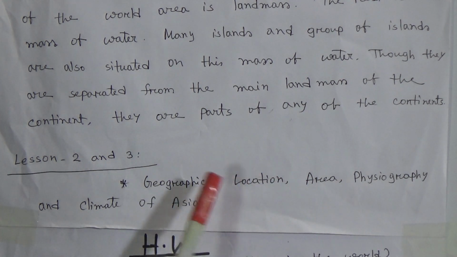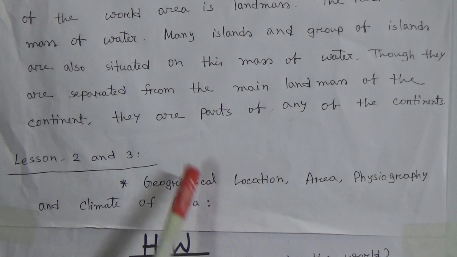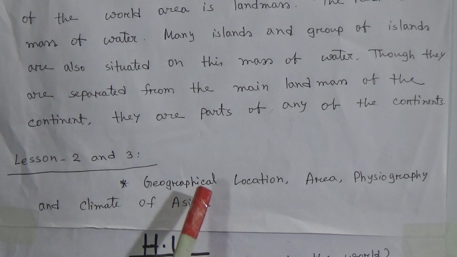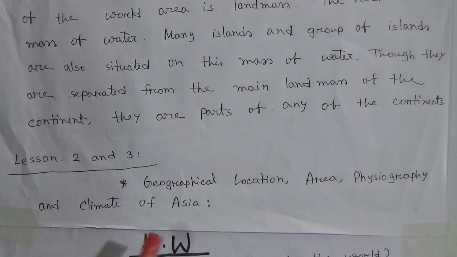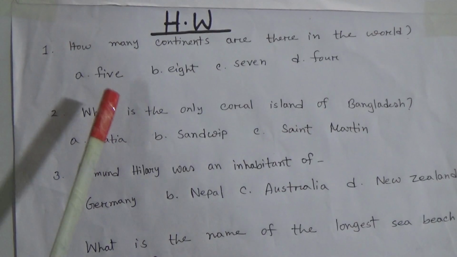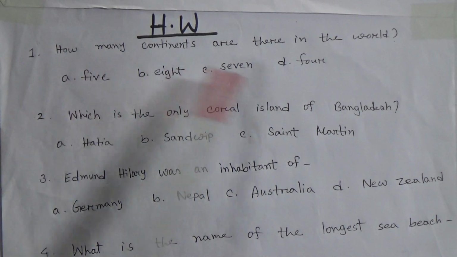So dear students, that's all for the discussion of lessons 2 and 3. You will get elaborate information from this chapter if you follow your book. So you have to follow your book. And here dear students, I have given 5 MCQs from this chapter. You have to do these as your SW work.